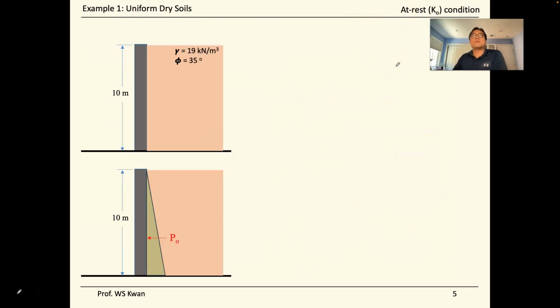So let's work on examples together quickly. Let's say we have a soil profile here, standard uniform unit weight of 19 kilonewton per meter cube, and the whole layers, the whole 10 meters of soil here behind the retaining wall has a friction angle of 35 degrees. So to work on a problem like this, again, what we try to do is solve for the resultant force, like P naught here, acting on the wall, and the location of this resulting force.